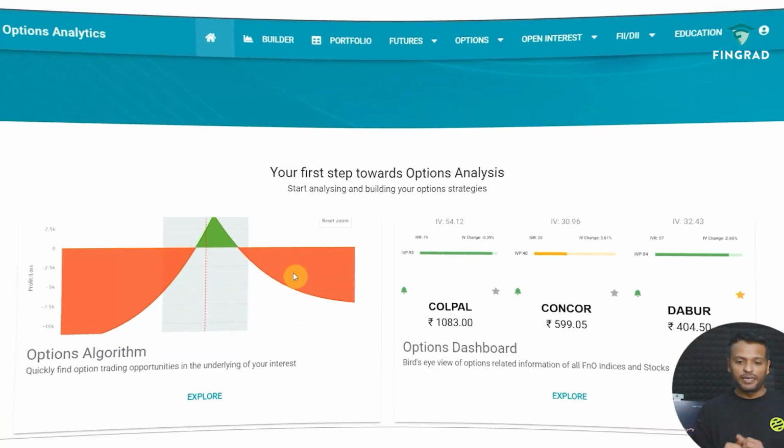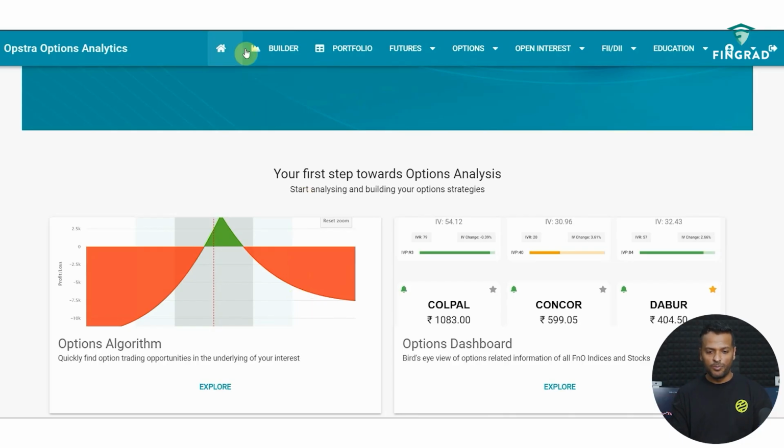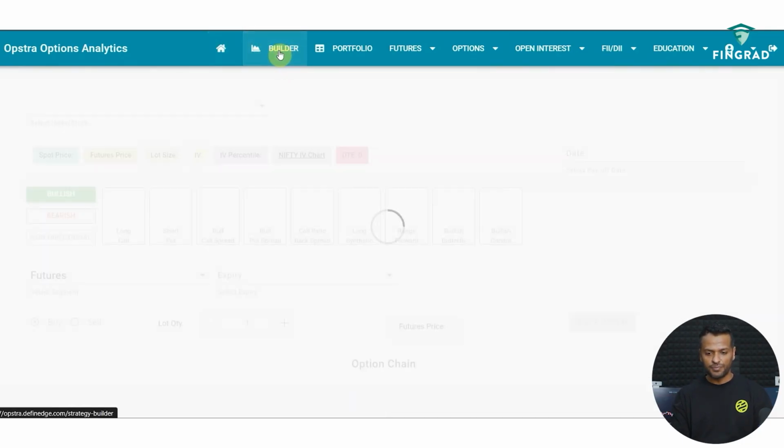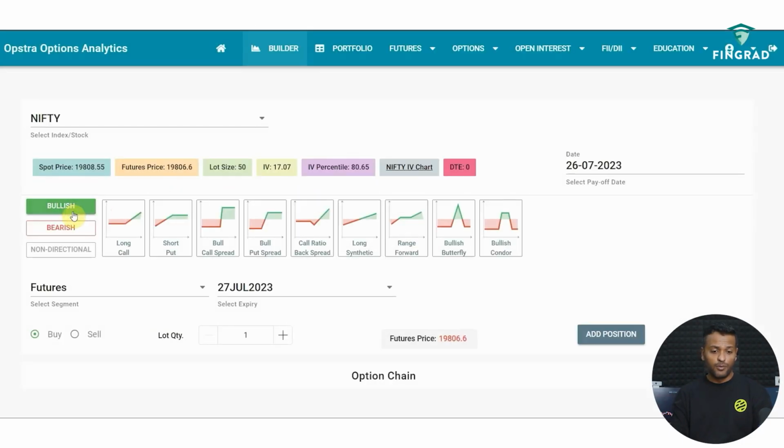These are certain ground rules which are to be kept in mind if you are using the strategy of bull call spread. Now let us understand the strategy more in detail with the help of a demo. Again, I'll be on the website of Opstra. I'll go to the builder here. And I say I have a bullish view and they've already pre-installed the bull call spread.